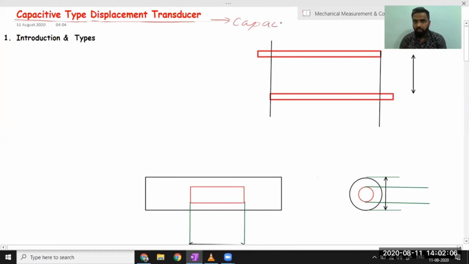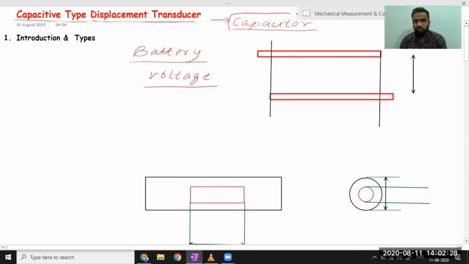And before knowing capacitance, you should know what you mean by a capacitor. Just like if you know the word battery, you can also understand the word voltage. Voltage is nothing but what is stored inside the battery. Similarly, if you want to understand a capacitive type of transducer, you should initially understand what you mean by capacitor. Then only you can understand the term capacitance.